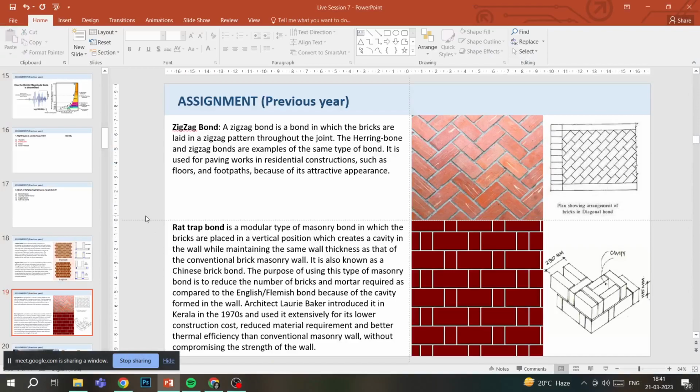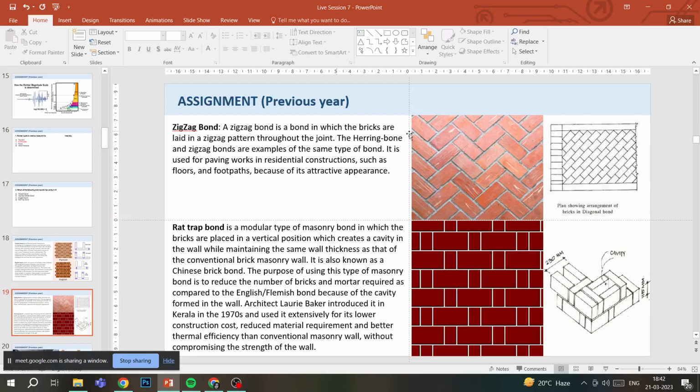Zigzag bond is a bond in which the bricks are laid in a zigzag pattern throughout the joint. The herringbone and zigzag bonds are examples of the same type of bond. It is used for paving works in residential constructions such as floors and footpaths, because of its attractive appearance. So zigzag bond is not actually used in wall construction. It is either used in paving work or flooring work. And this is how zigzag bond looks like in plan. So it's just a zigzag.